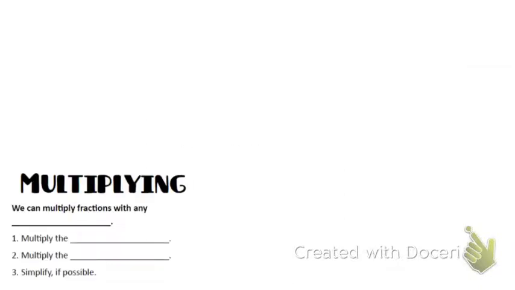So, multiplying. I personally like multiplying and dividing. I think it's way easier than adding and subtracting fractions because you do not have to have a common denominator. So when we multiply fractions, we can multiply with any denominator, so we don't have to do the extra step of making sure that those are the same. So you multiply straight across the numerator, multiply straight across the denominator, and then you simplify if possible.